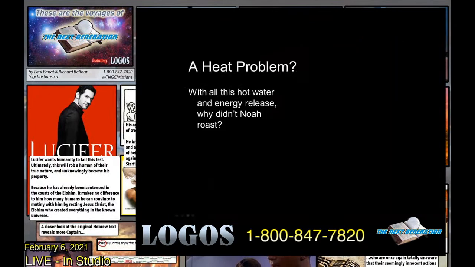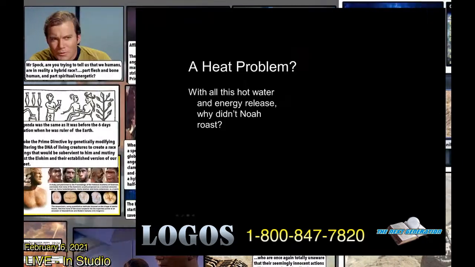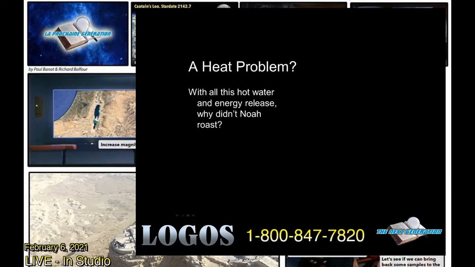So is there a heat problem with this theory? If all this energy was released during the flood, would Noah roast? Well, I'd say not likely. Just because high temperatures and huge amounts of energy are involved does not mean everything nearby would be dead.